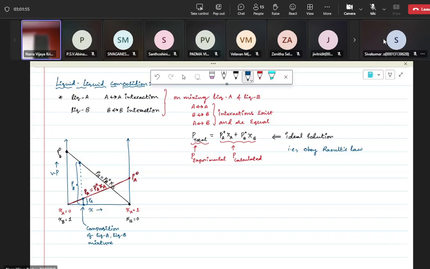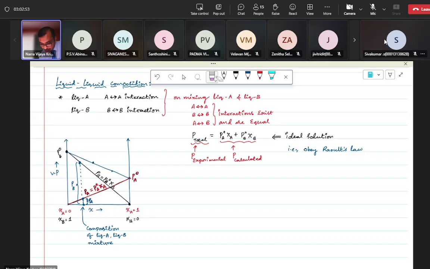If I keep this value here, are you able to understand? I am keeping this value above this. Then this point is the total pressure. Total pressure P equal to PA plus PB. This is the PB value, this is the PA value. What is PA plus PB? This is P total. From here to here becomes P total. Same way, at this point, this plus this. At this point, this plus again this. If you join all these points, you will see a line like this.